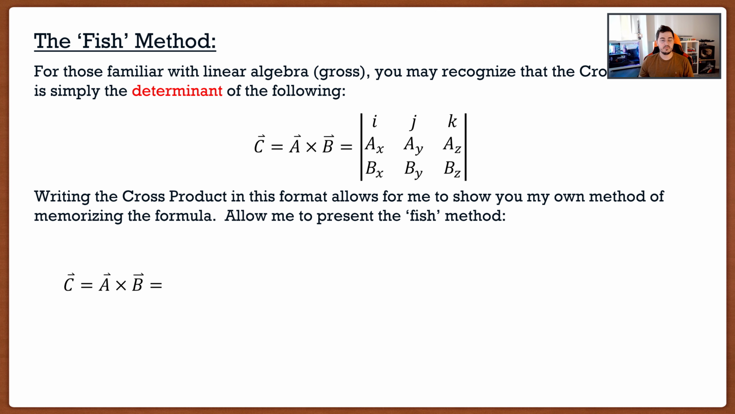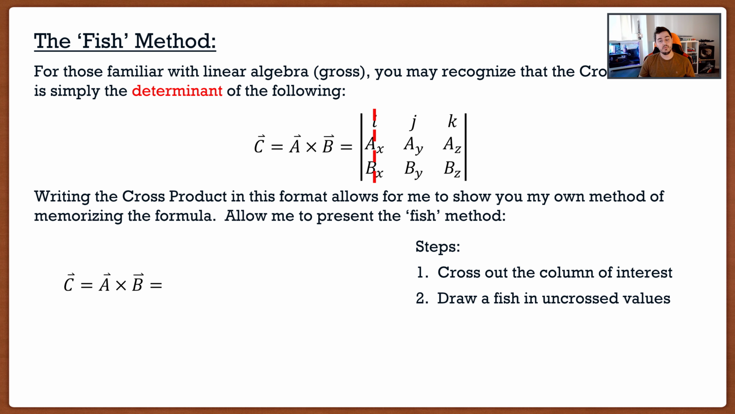Now it has some specific steps. If I want to take A and cross it with B, I'm going to follow these steps. The first one is I'm going to cross out the column of interest. And by that I mean this. C is a vector. It's going to have three components: an i, a j, and a k. So if I'm interested in the i component, I am going to cross out that i column. All right, so that's going to be my first step.